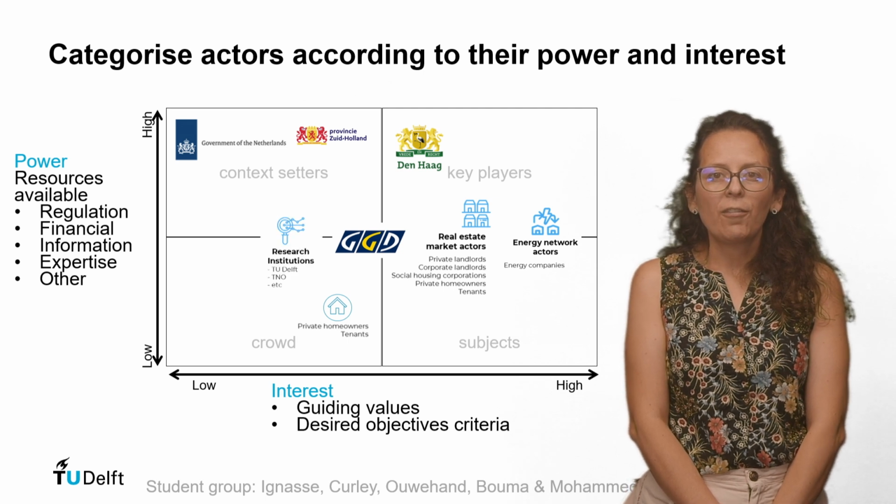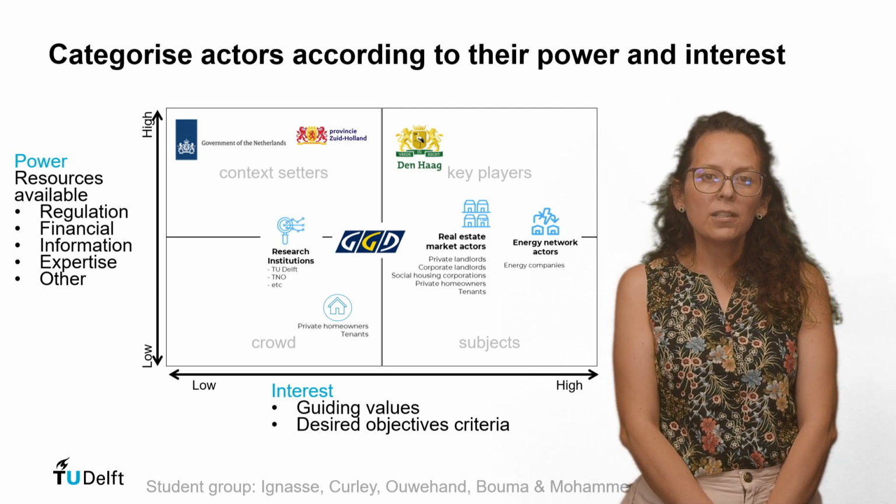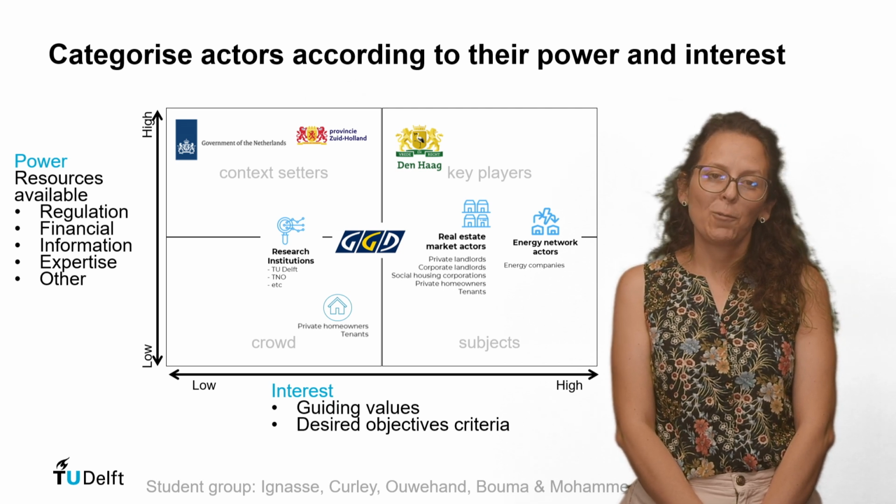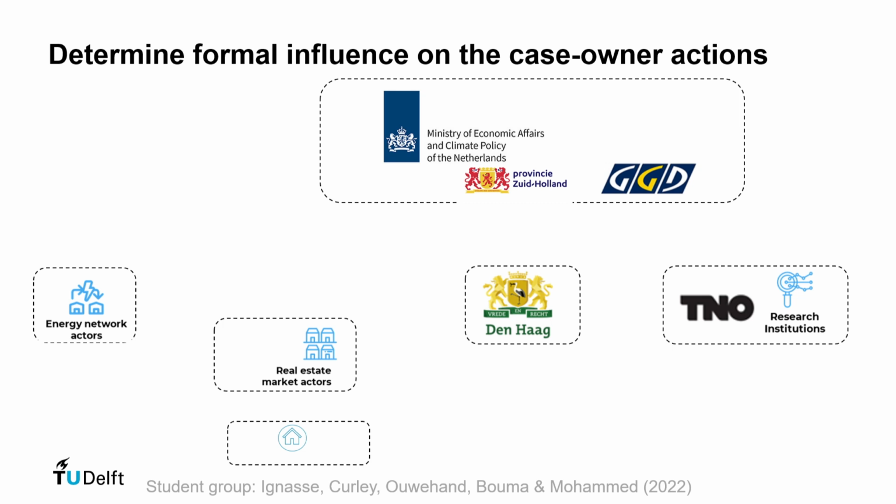Research institutes have expertise but not formal influence. Private homeowners and tenants have the largest interest but not formal influence as well. Next, you categorize the actors according to the key formal regulatory relations from the government actors, which may group several organizations at national and provincial level.